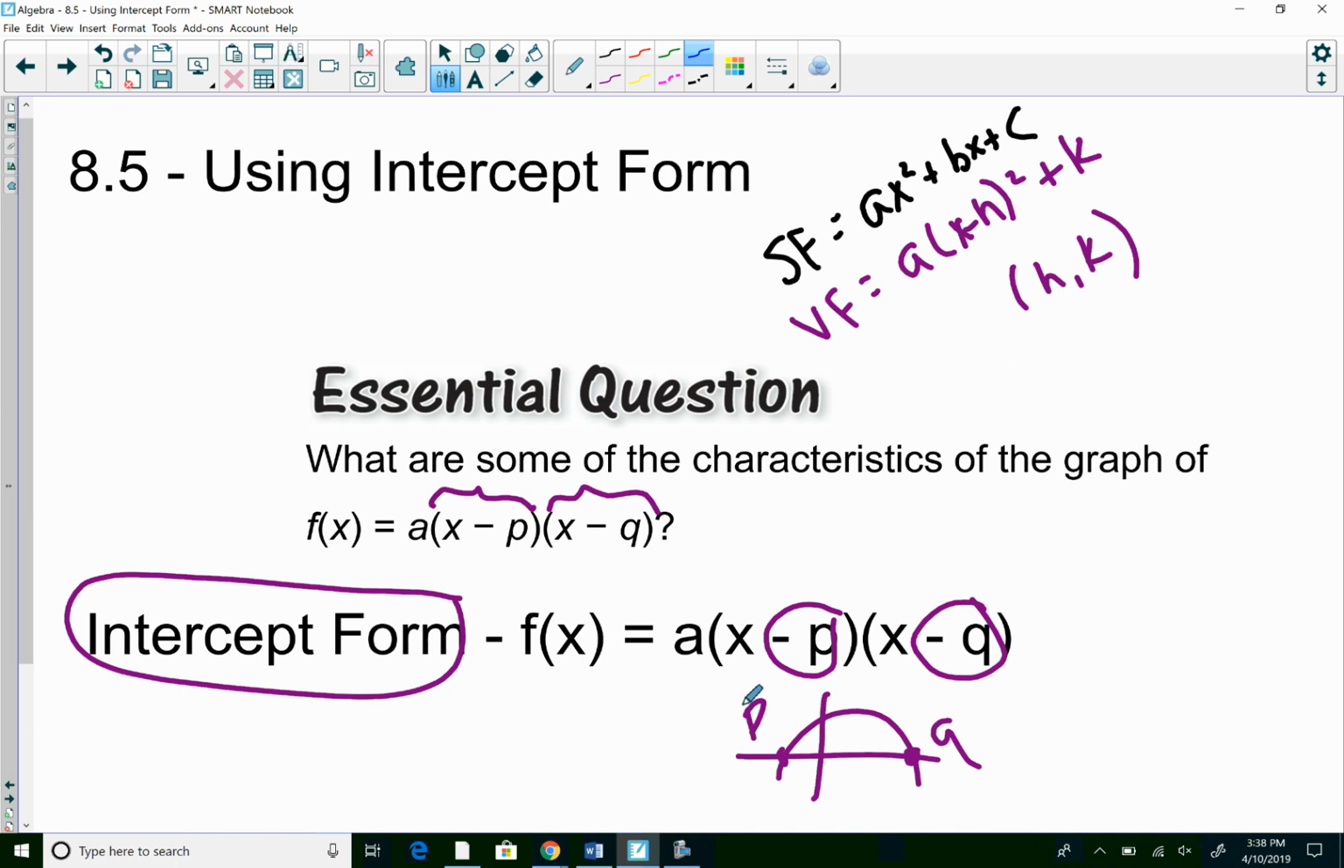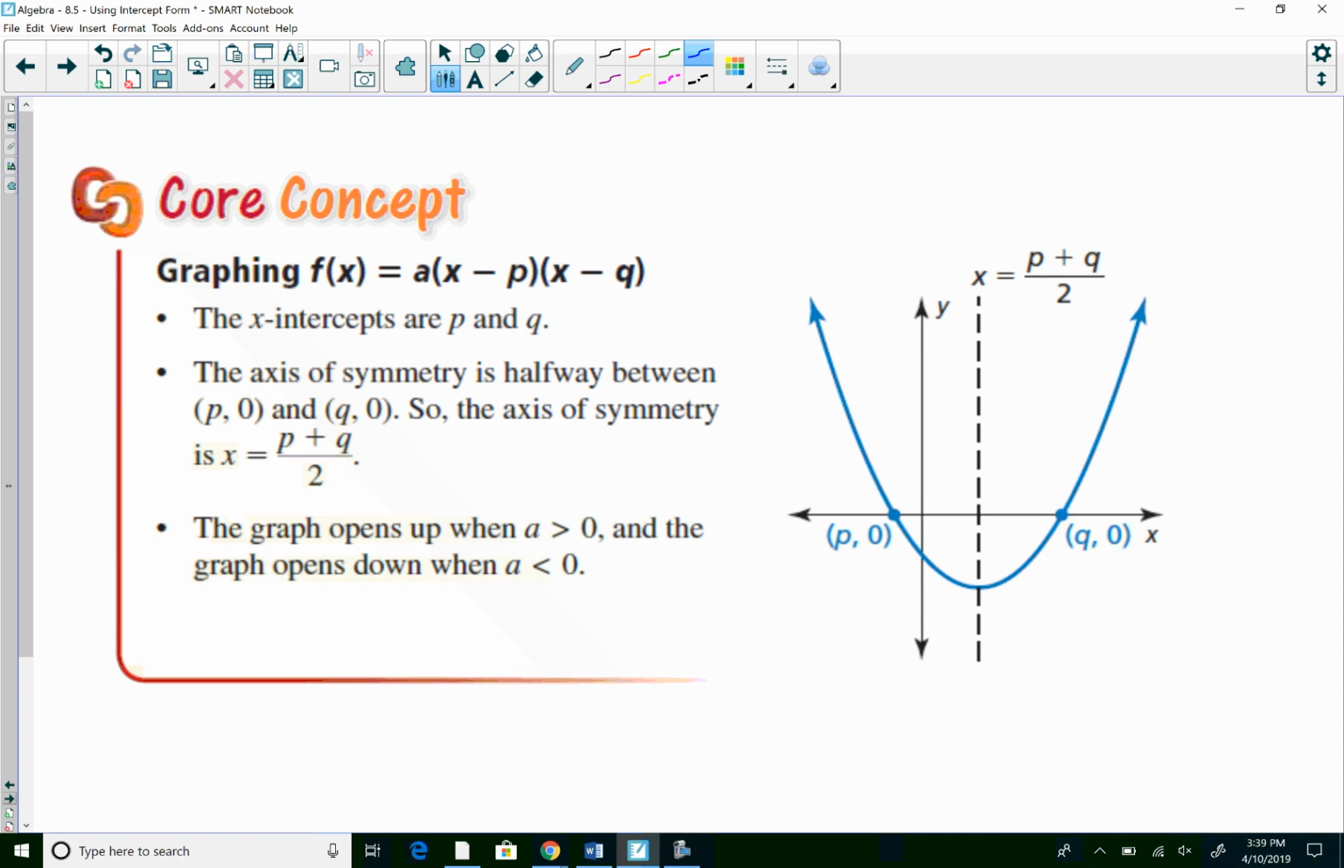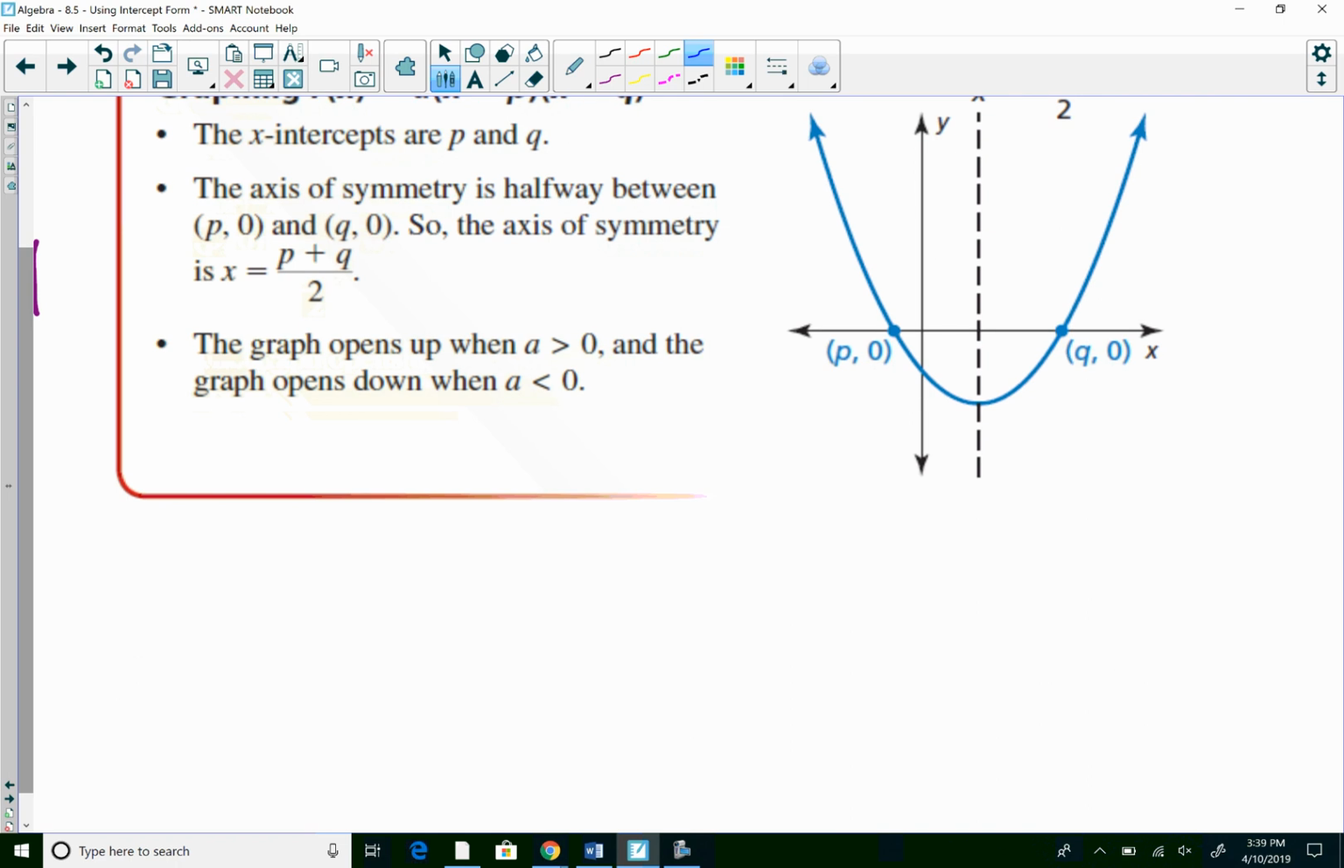So, three different forms. All are really good forms. They show you different things. First off, let's take a look at this core concept. Again, we have found a few different ways to find axis of symmetry. To review, with standard form, to find axis of symmetry, that was opposite B over 2A.